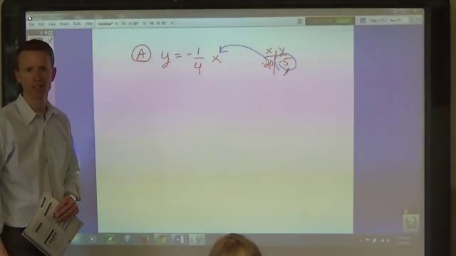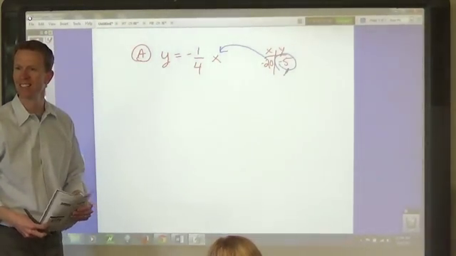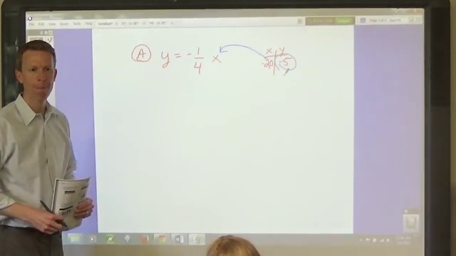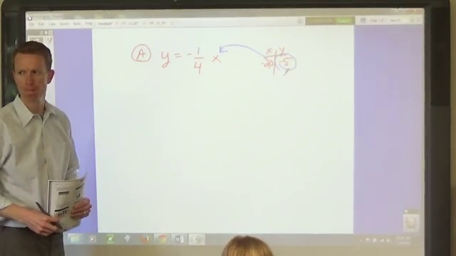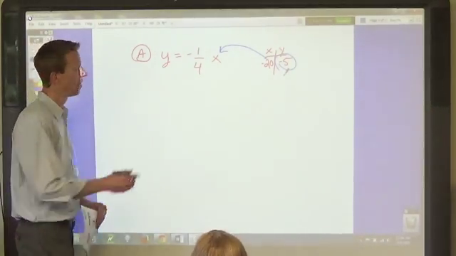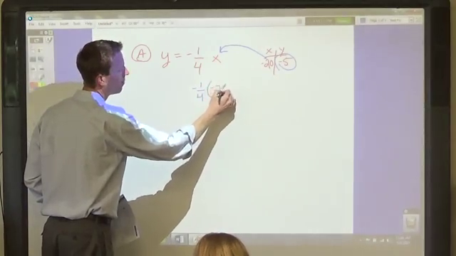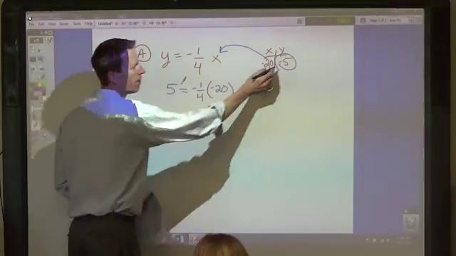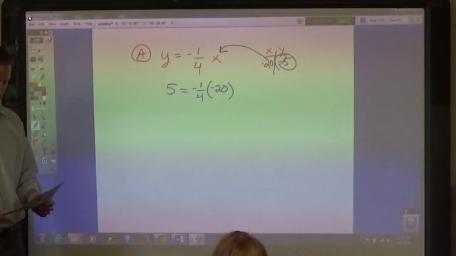Does it work? No. You sure? Yeah. What's wrong with it? Gracie? They're both negative, so it makes it positive. Correct. They're both negative: negative 1/4 times negative 20 equals positive 5, not negative 5. So A does not work. You do each one like that, okay?